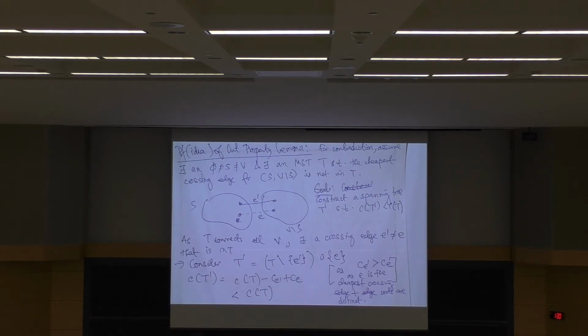Okay. So again, the idea is since T has to use some other crossing edge, just throw away that other edge E prime and add this cheapest crossing edge in. Now this new set of edges T prime will have strictly smaller cost because I've thrown away an edge which has a strictly larger cost than the one that I'm putting back here. Okay.